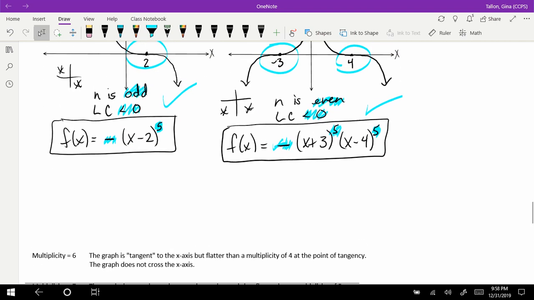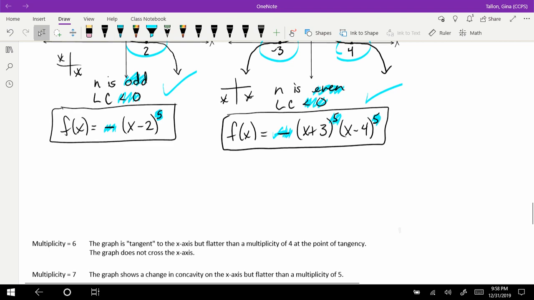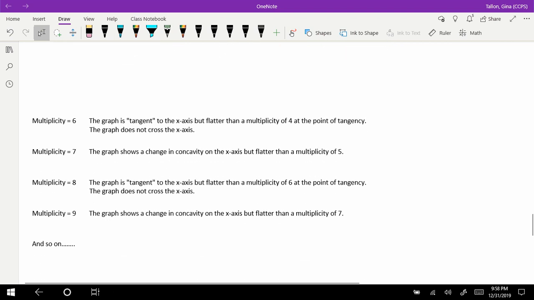Alright, multiplicity of 6. The graph is tangent to the x-axis but flatter than a multiplicity of 4 at the point of tangency. The graph does not cross the x-axis. So just like multiplicity of 2 and multiplicity of 4, we have a point of tangency and the graph does not cross the x-axis. It just gets flatter and flatter and flatter. Multiplicity of 7. The graph shows a change in concavity on the x-axis but flatter than a multiplicity of 5. And then when you go to multiplicity of 8, the graph is tangent to the x-axis but is flatter than a multiplicity of 6 at the point of tangency. And again, the graph does not cross the x-axis.